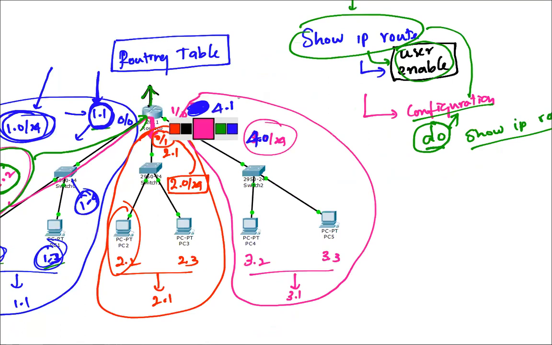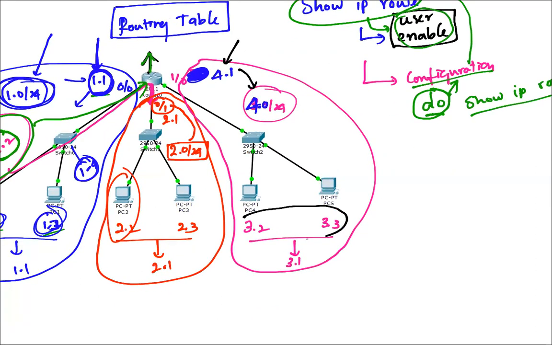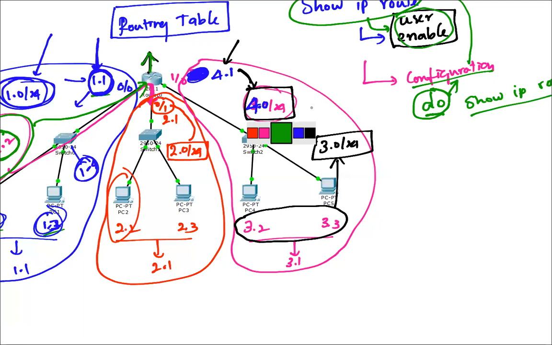Now the gateway is in the 4.0 network, correct? And the PCs are on which network? The PCs are in the 3.0 network, correct? The PCs have 3.2, 3.3, so they are in the 3.0 network. The router, the gateway, has got 4.1, which means it is in the 4.0 network. Now, can we have this kind of design? Is this design right or wrong?